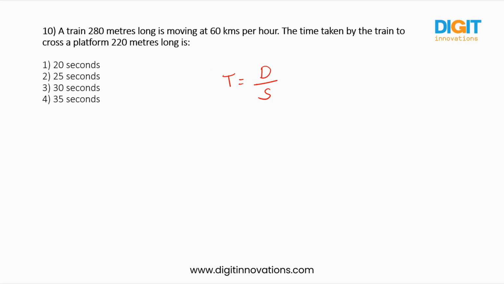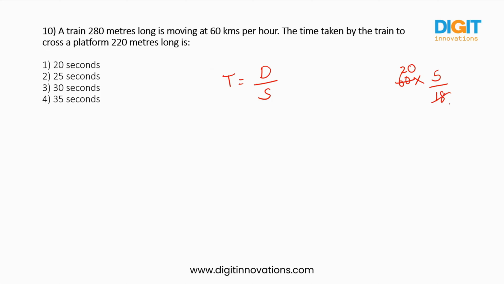So before adding the values into the formula, let us see whether the units are compatible with each other or not. So the train's length is in meters, but the speed is in kilometers per hour. They're not compatible with each other, right? So then you have to convert that speed from kilometers per hour into meters per second. If you need to convert from kilometers per hour into meters per second, then you have to multiply with 5 by 18, right?